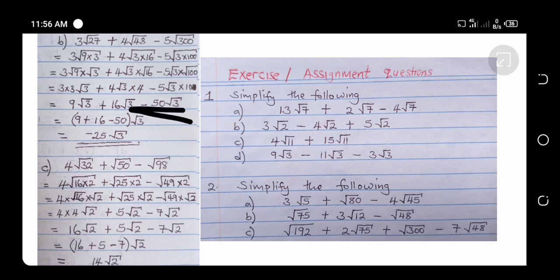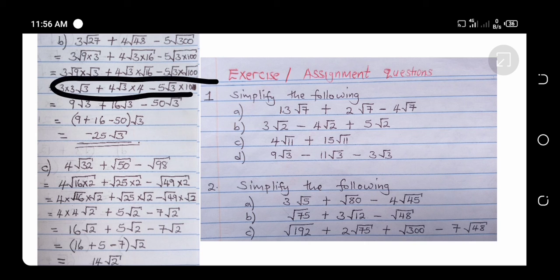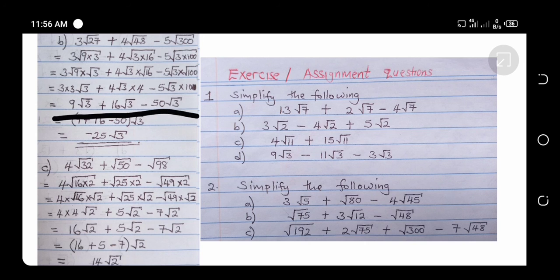Here when we simplify this, it leads us to this. Then we factorize out root 3, which is common. So we remain inside with 9 plus 16 minus 50. When we simplify them, we get negative 25 root of 3. That is how we get the answer for B.